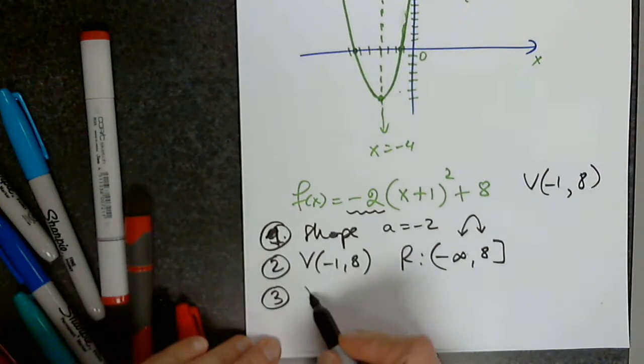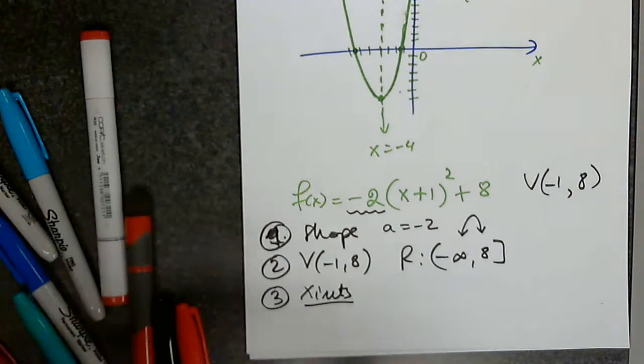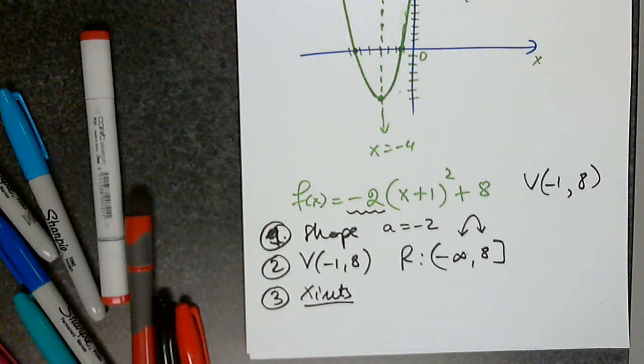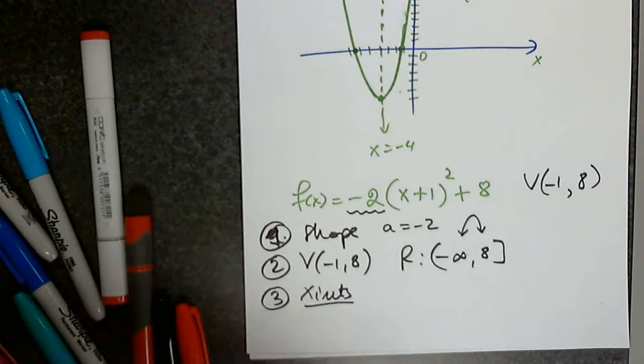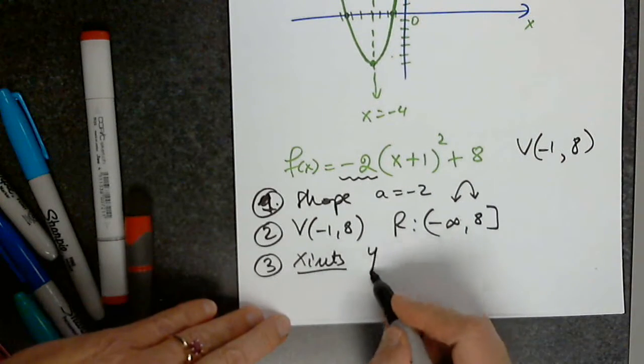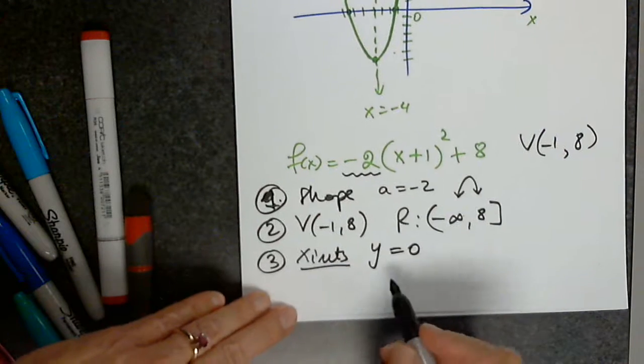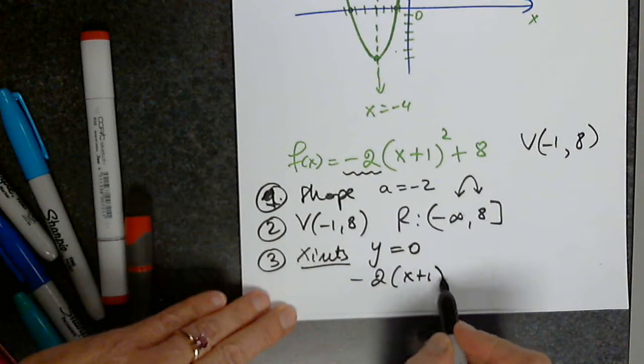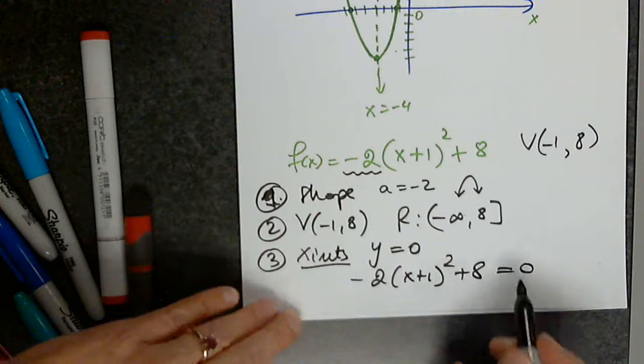Number 3, x-intercepts. I don't want to waste my time. I want to analyze whether they exist or not. So the function has a maximum. Its maximum value is 8. Does it cross the x-axis or it does not? Yes, of course. So the x-intercepts are obtained when y is 0. So negative 2 times (x plus 1) squared plus 8 equals 0.